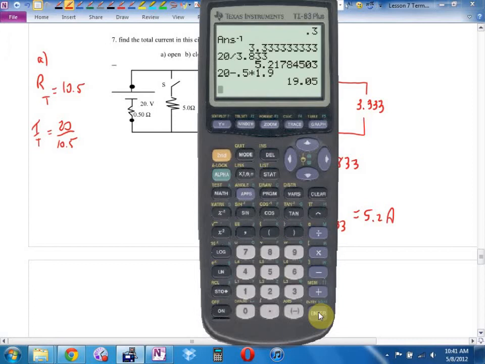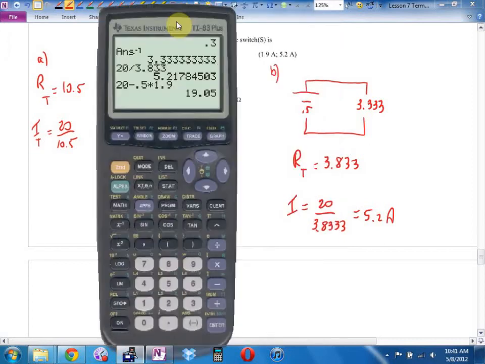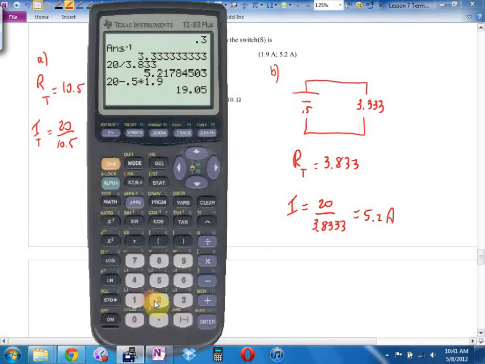In the new circuit, my terminal voltage would be still 20 minus 0.5 times, what's my new current? 5.2. I would maybe be measuring a way lower terminal voltage. I'd be losing a lot more energy going through the battery. Is that okay? Any others?